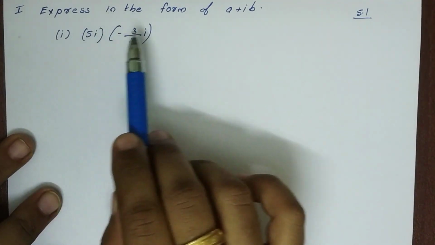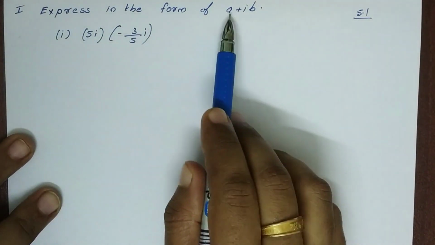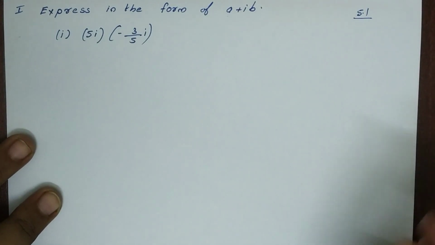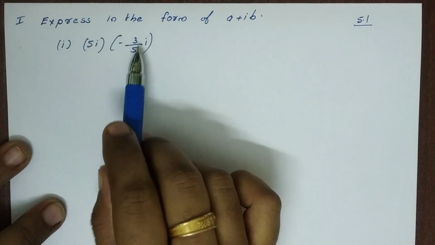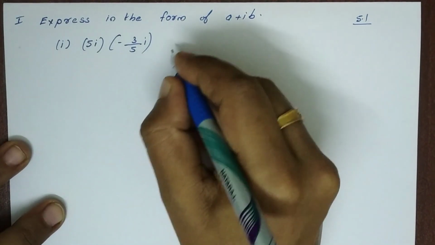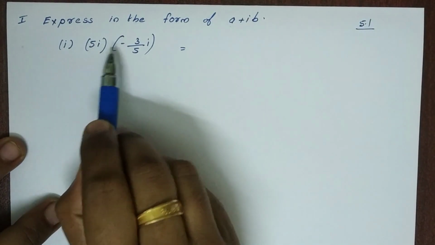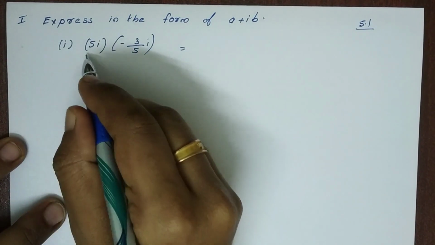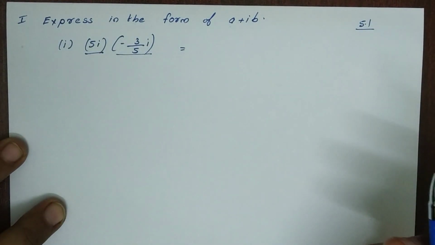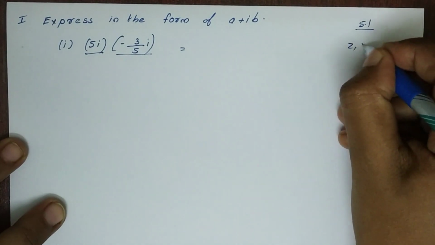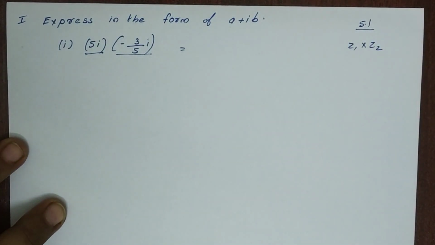First question, express in the form a plus ib. That is the formula we are going to write. First question: 5i into minus 3 by 5 i. Okay, so what do we do here? We need to multiply. 5i is a complex number, and this is again a complex number, so we multiply two complex numbers, z1 into z2.